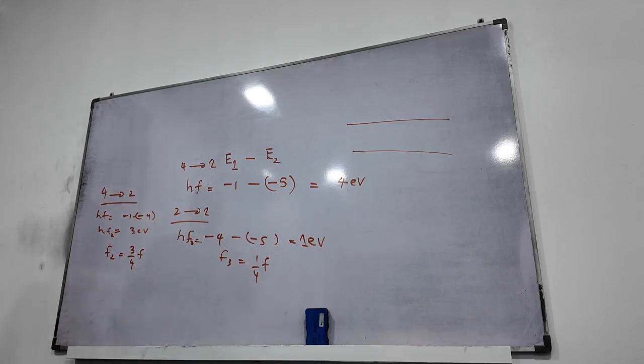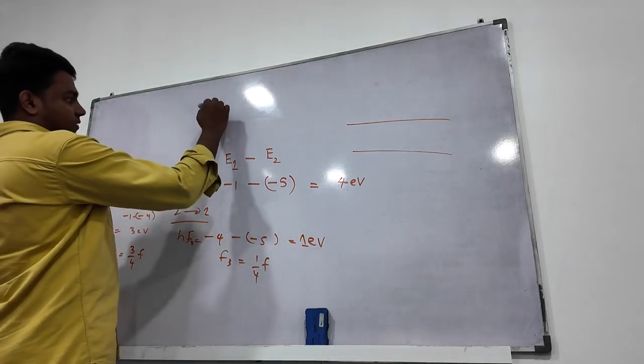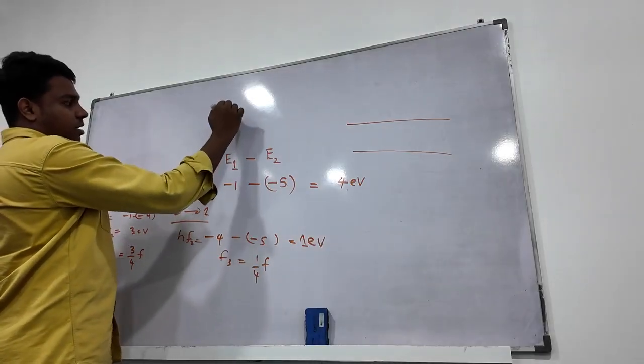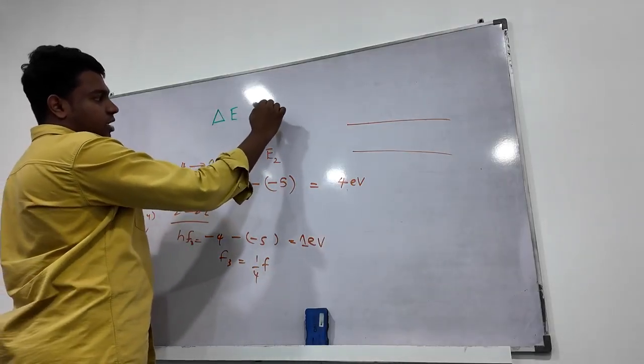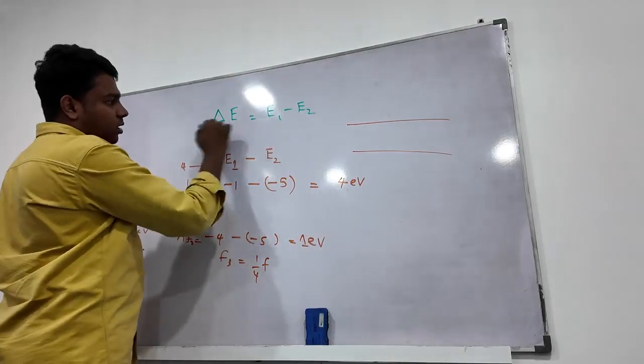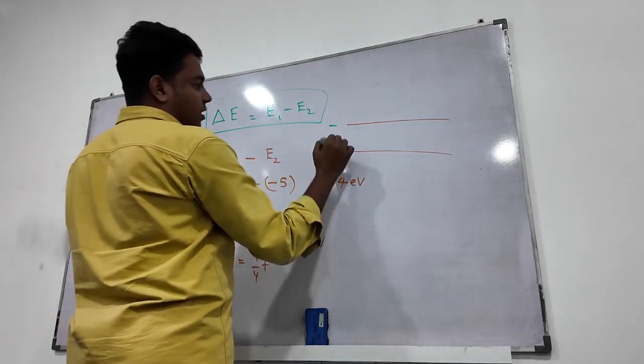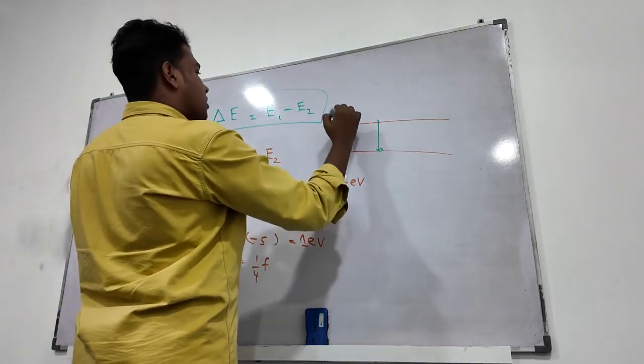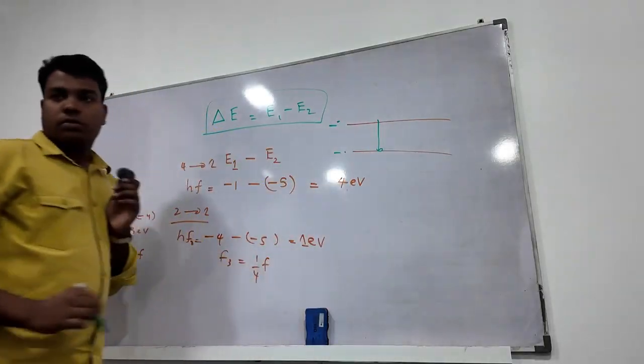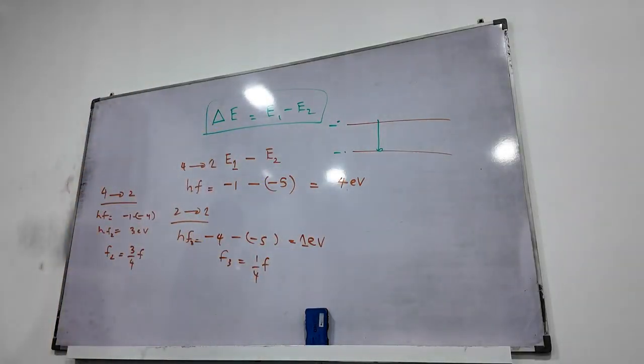Just raise your hands if you understood this method the way I took it. In your theory, actually, they don't explain it this much. When teaching theory, what teachers do is just give delta E equals E1 minus E2, and then show that these energy levels have values. So when this drops, E1 minus E2. Just raise your hands if you understood this.